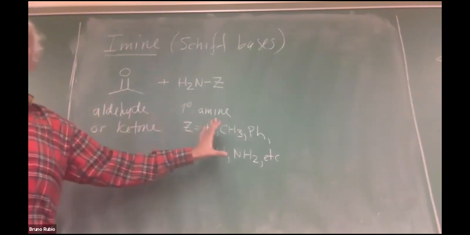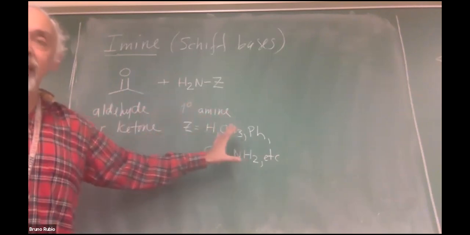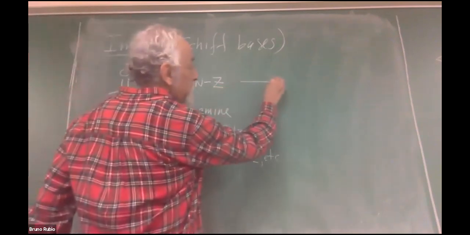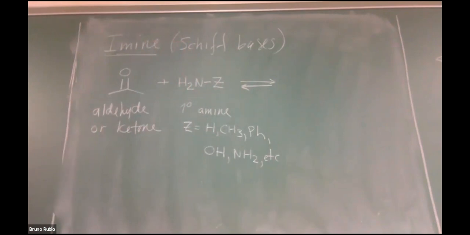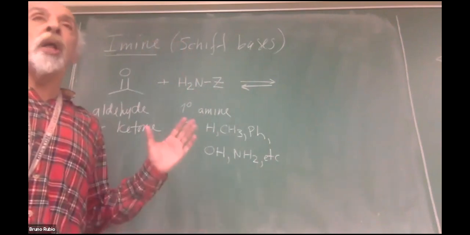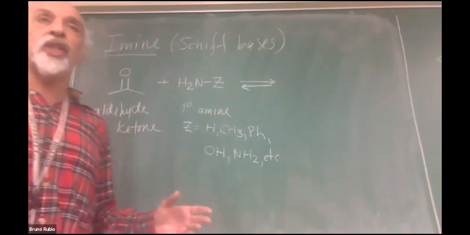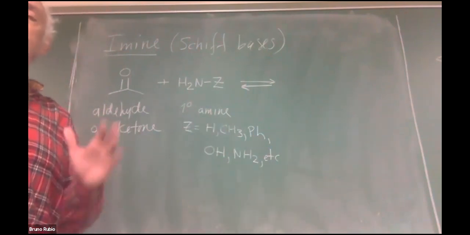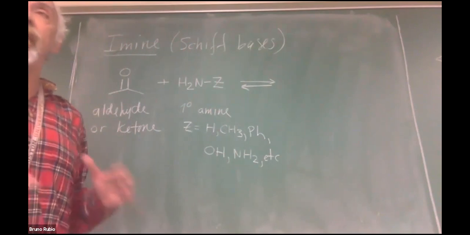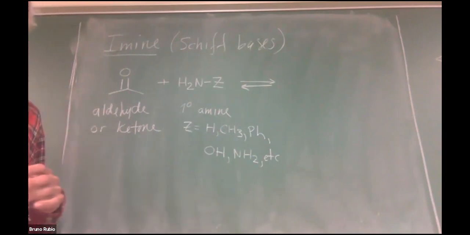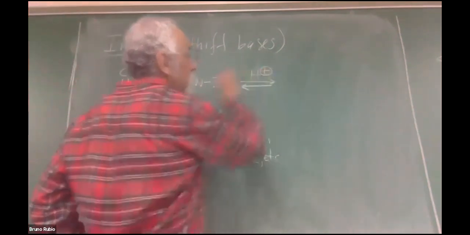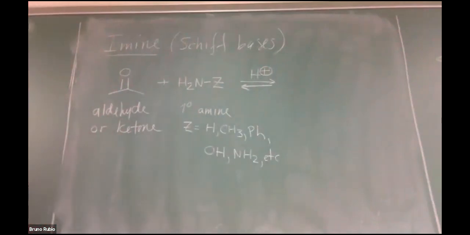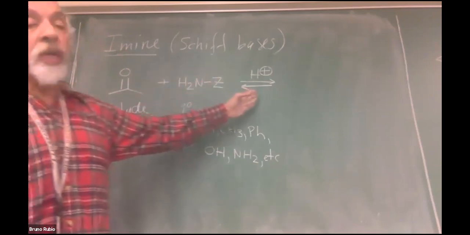Okay, so those are the starting materials, right? These are the reactants. The imine formation is reversible. So I'm going to put those reversibility arrows. And the imine, although it can form under acidic conditions, basic conditions, and neutral conditions, we only have time to talk about imine formation under acidic conditions. And so that means you're going to see an H plus above the arrow, acidic conditions. Okay, so that's who lives to the left of the arrow, that's who lives above the arrow.